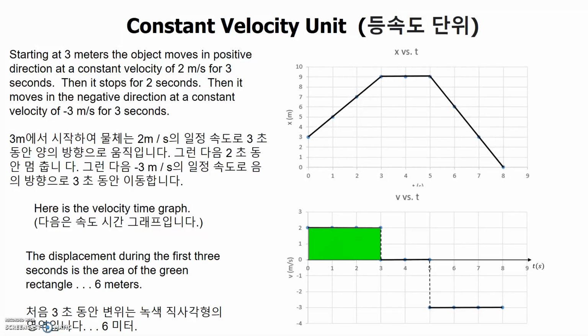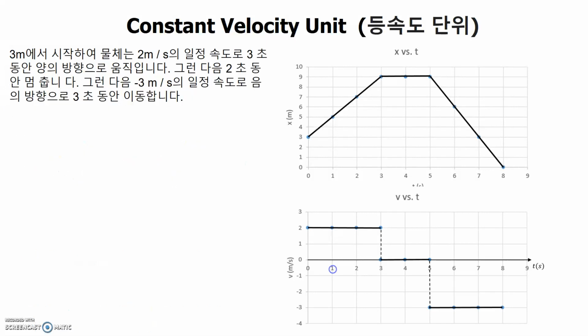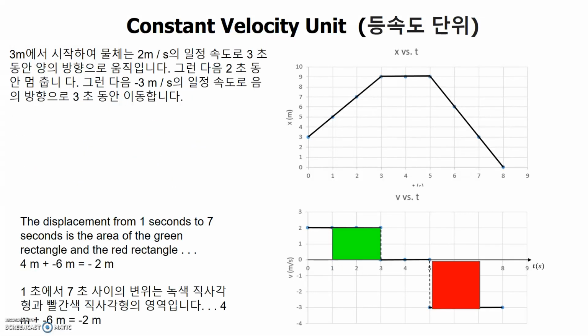The displacement during the first 3 seconds is the area of the green rectangle, in this case 6 meters. The displacement during the last 3 seconds is the area of the red rectangle, which is negative 9 meters. The displacement from 1 to 7 seconds would be the areas of the green rectangle and the red rectangle, so that would be a positive 4 meters plus a negative 6 meters, gives you negative 2 meters.